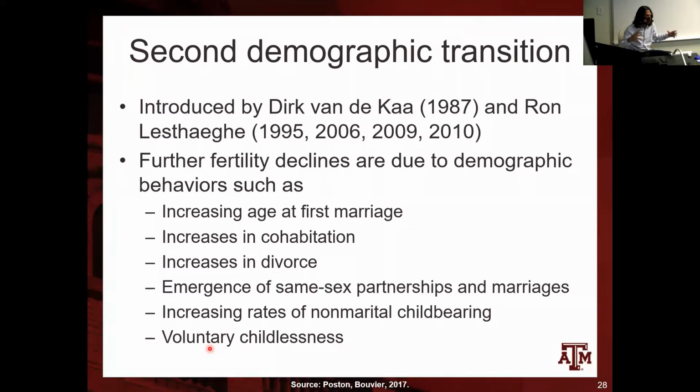It's due to these behavioral characteristics of people, these behavioral changes, and it is called the second demographic transition, right? So that's a set of new work that emphasizes that the further fluctuations in fertility are due to these behavioral changes. And like I said, when we have postponement in fertility, people delay the age at which they have children. In the short term, you might see a decline in fertility.